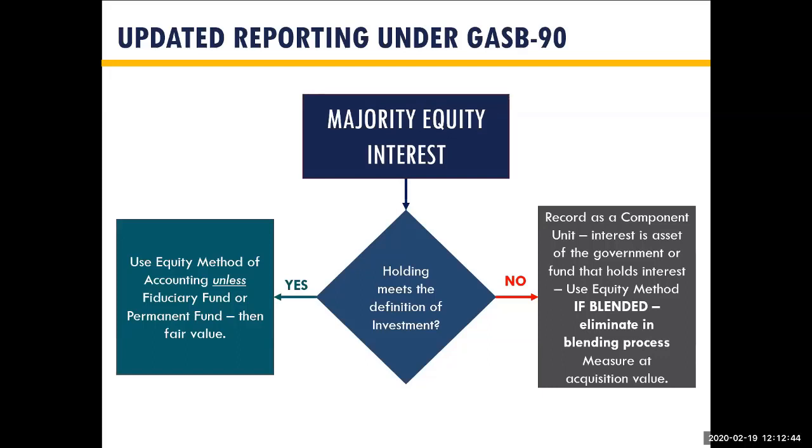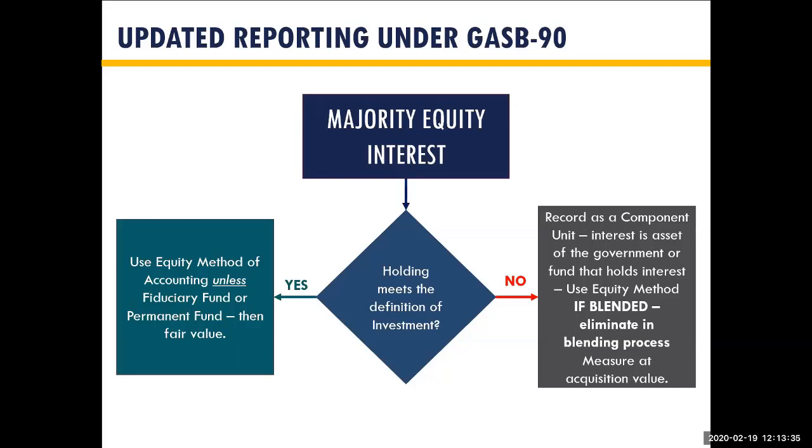The exception is, again, if the interest is held in a fiduciary fund or, by the way, also a permanent fund. Instead of using the equity method in those situations, we use fair value. If the answer is no, it is not for income or profit, then the interest is a component unit, and then we go down the decision making of whether the interest is a blended component unit or discretely presented. The interest is an asset of the government or fund that holds the interest. We then measure that interest also using the equity method. If the resulting entity is blended, it is then eliminated in the blending process. Otherwise, it's discretely presented. If a government acquires 100% equity interest, it is initially recorded at acquisition value.